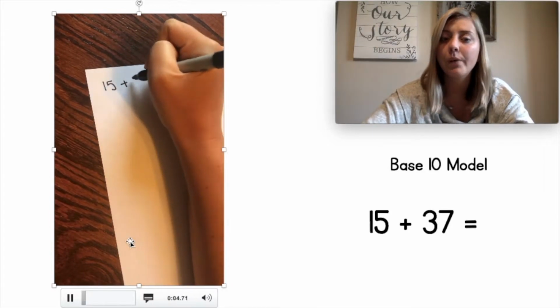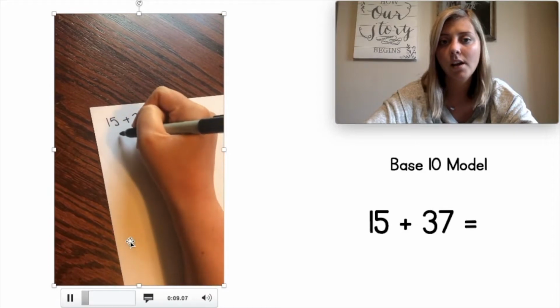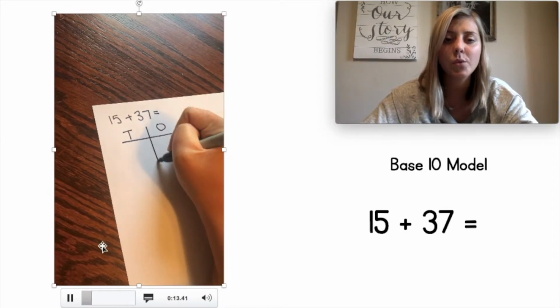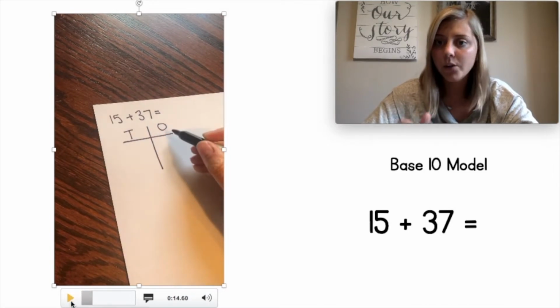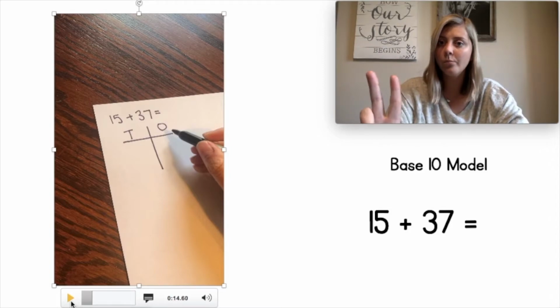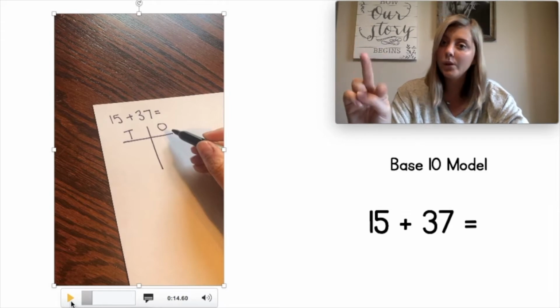I'm going to start by writing my equation, 15 plus 37. Now I'm going to draw a tens and ones chart. And here's why I'm doing a tens and ones chart. In my two-digit numbers, 15 and 37, both have 2 digits. They have a tens place and a ones place.